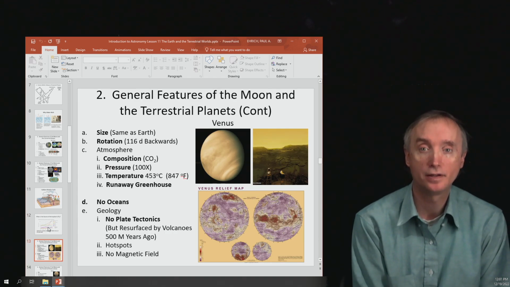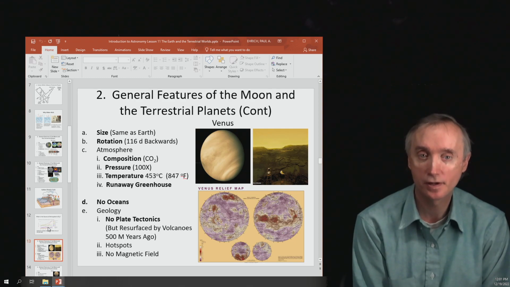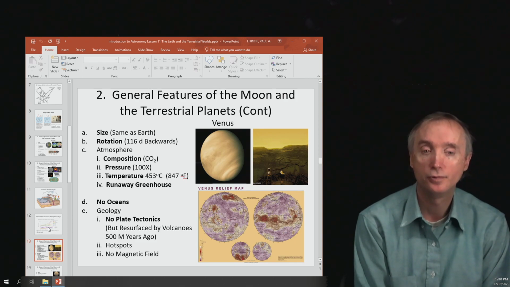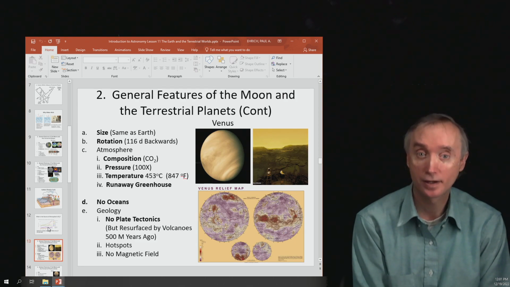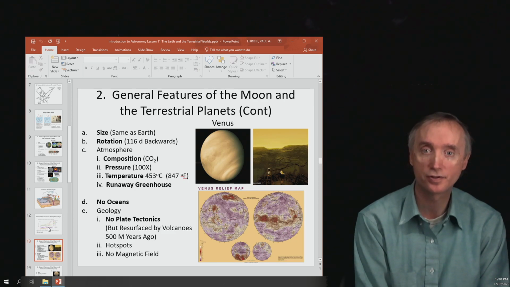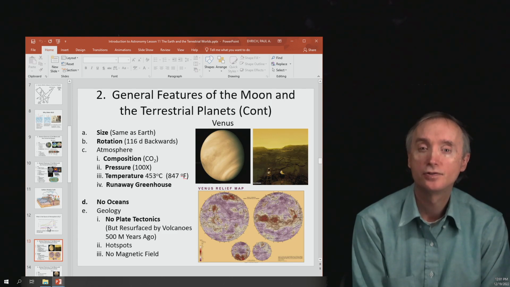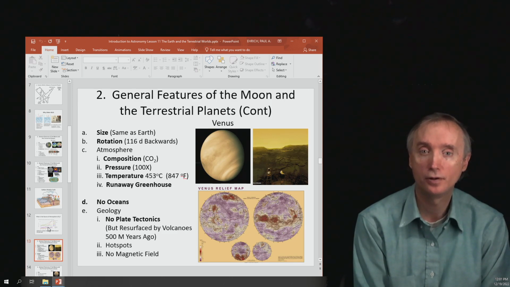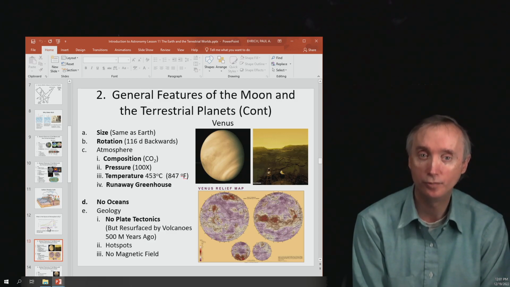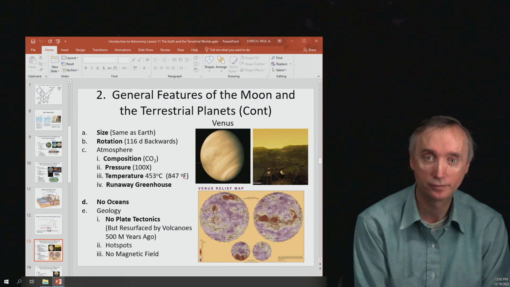So now let's talk about Venus. Venus is about the same size as the Earth, which means it should be just as hot on the inside, which means that it should have plate tectonics and it should have volcanoes. But it doesn't have the plate tectonics, so we'll find out why here in just a moment. So the atmosphere is going to be composed of carbon dioxide, a very, very thick atmosphere of carbon dioxide, because there's no mechanism for removing carbon dioxide from its atmosphere.